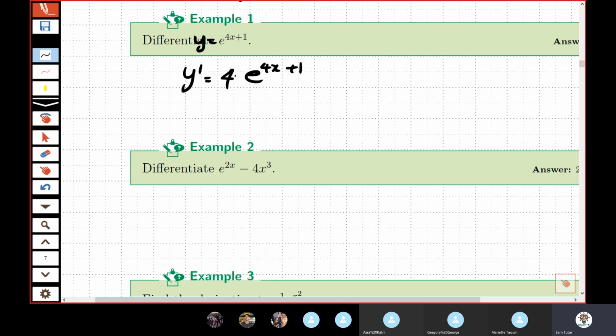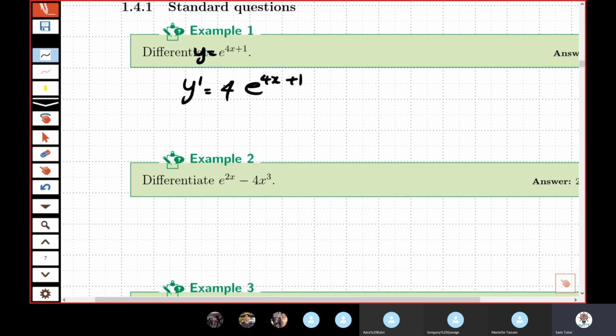Aya, Andy, does that make sense to you? Because you guys probably would not have seen something like that before. Yeah, it makes sense. So power, leave it the same. You just differentiate the power and then times it by it.